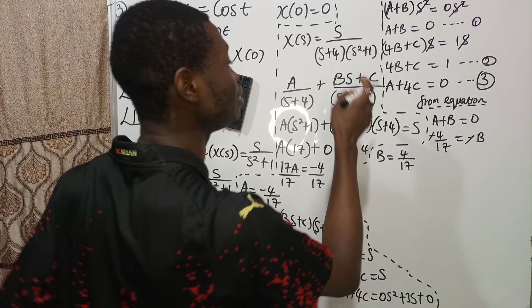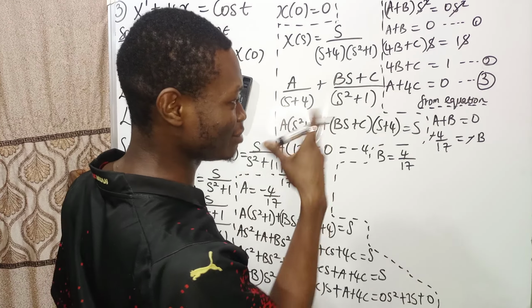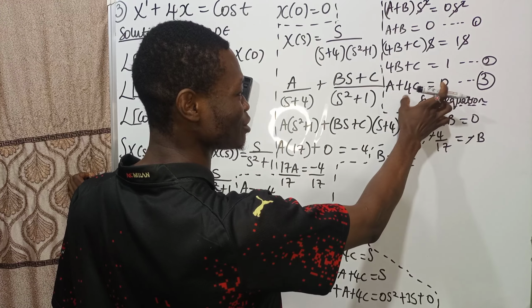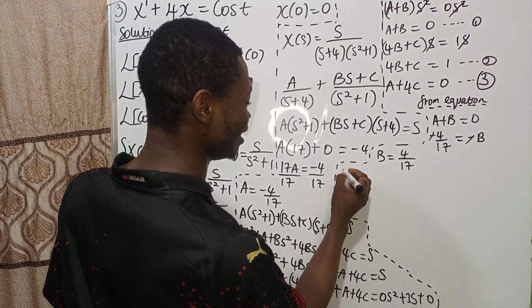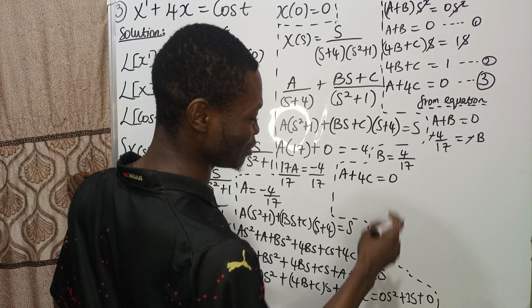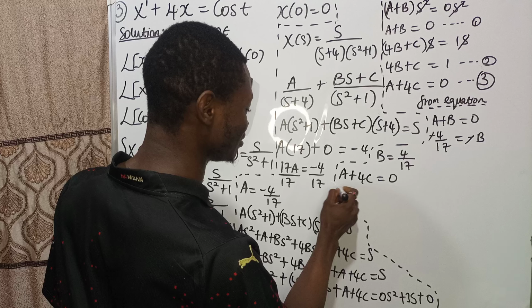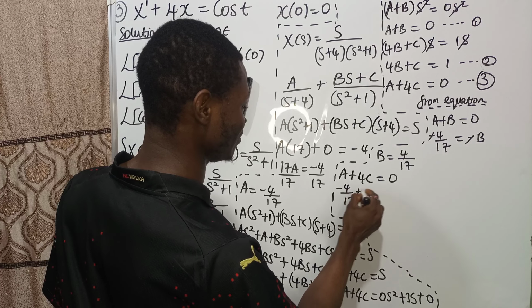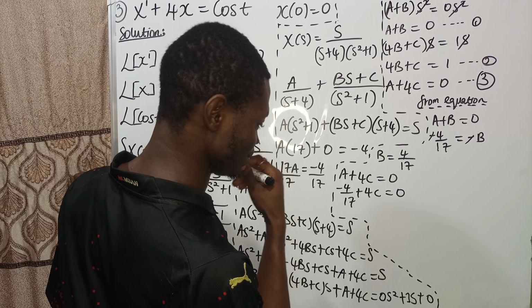You see? So, as the caretaker of this math, I'm the person solving this math. Let me just go to these people that don't have money. Let me sympathize with them. So, a plus 4c. I know you don't have money, so I will make you a great nation. So we are going to have our a is minus 4 over 17 plus 4c is equal to 0.